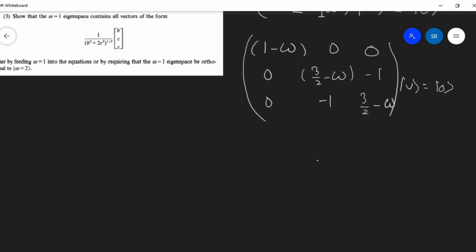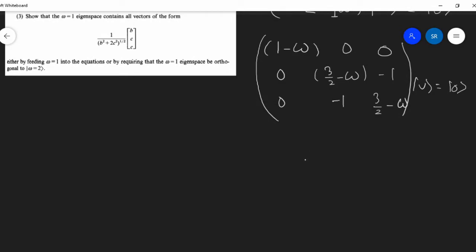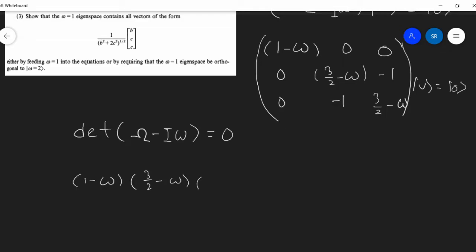Well, simple. The determinant of the matrix minus omega times the identity gives us 0. So let's figure out the determinant here. Right, so 1 minus omega times 3 by 2 minus omega times 3 by 2 minus omega.